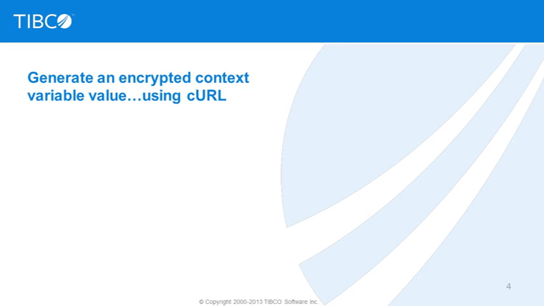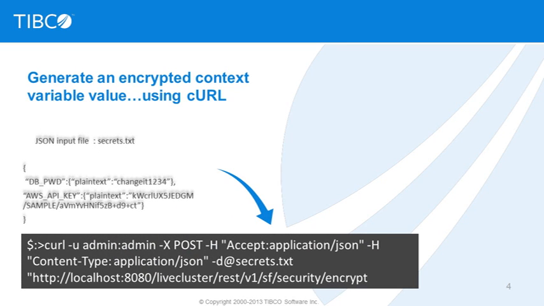Now let's look at how to generate an encrypted context variable value using the REST service located on the Silver Fabric server. You could create a JSON input file, in this case secrets.txt, and put in a list of key value pairs for the plain text that you wish to encrypt. For example, in this case we have db underscore password with its value change it 123, or Amazon API key.